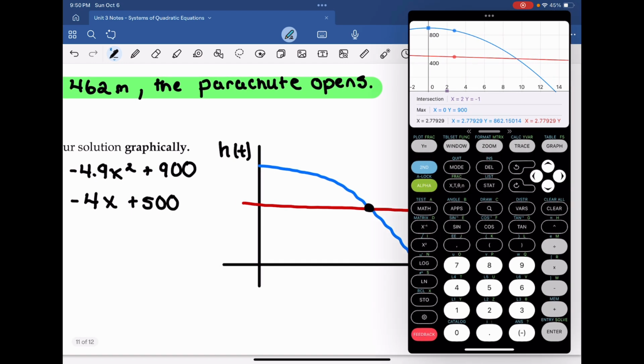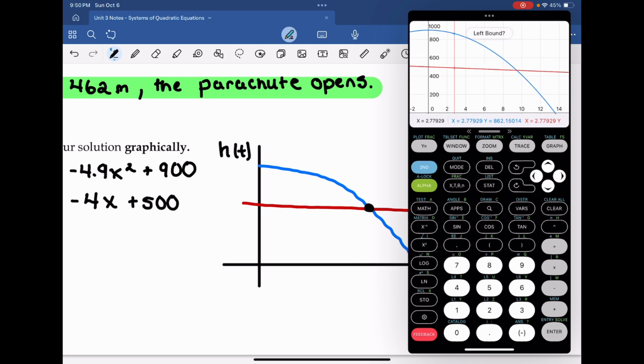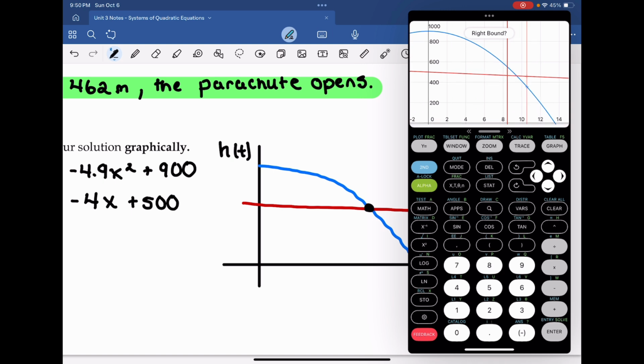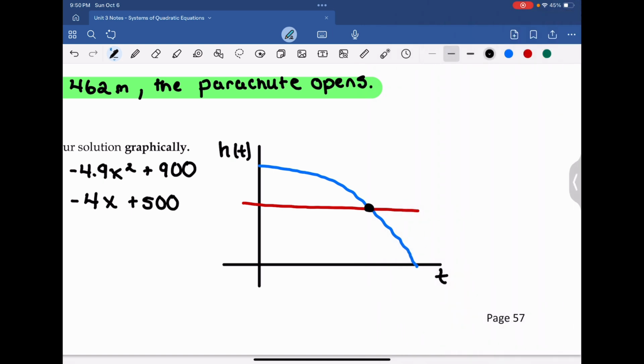Graphically, if we want to solve this, here's what we're going to do. If you have the Casio, you're going to go Shift, G-Solve, intersection. For TIs, we're going to go Shift, Trace, intersect, and then left bound, right bound. For you, you just need to go over the point and click enter 3 times. We find that that intersection is 9.45 and 462. Exactly the solution that we got for this. So this was at 9.45, and for the height value, this was 462 to the nearest meter.